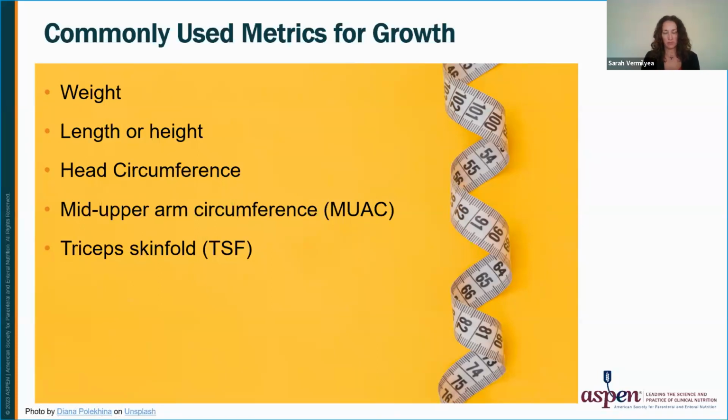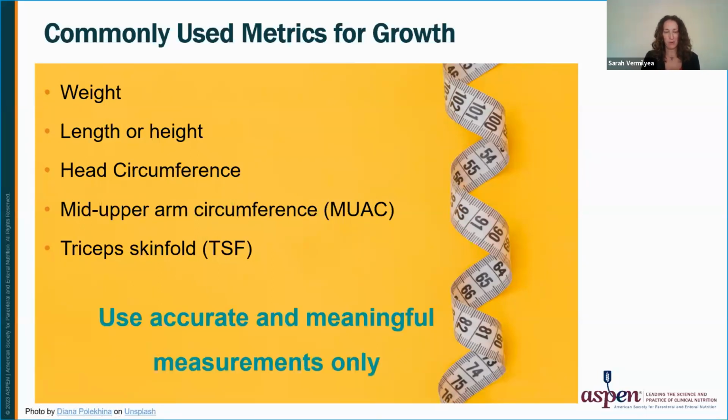A lot of these should be really standard practice right now. And my point is that we want to use accurate and meaningful measurements only. For example, you might have a child who has a lot of edema and fluid on board. You can measure an accurate weight that's reflecting that fluid. It's not as meaningful from the standpoint of how you're going to be basing nutrition interventions. It's meaningful to be able to track when that fluid is going down, but that's a different situation. Those numbers should definitely be documented.